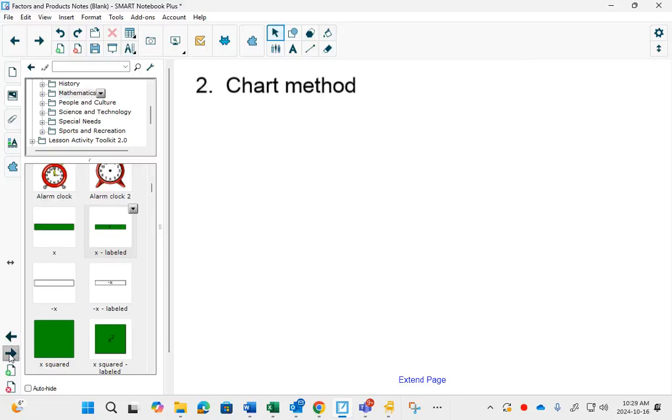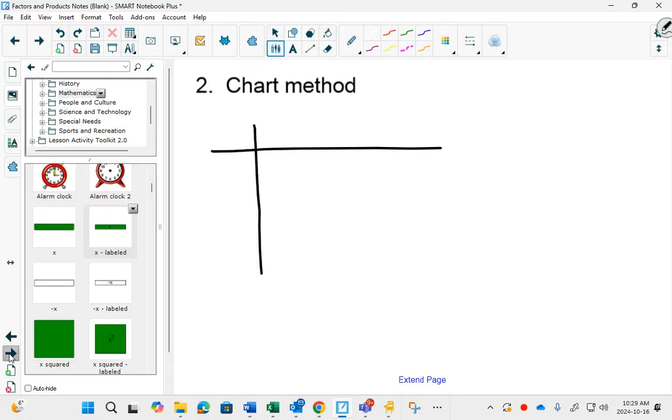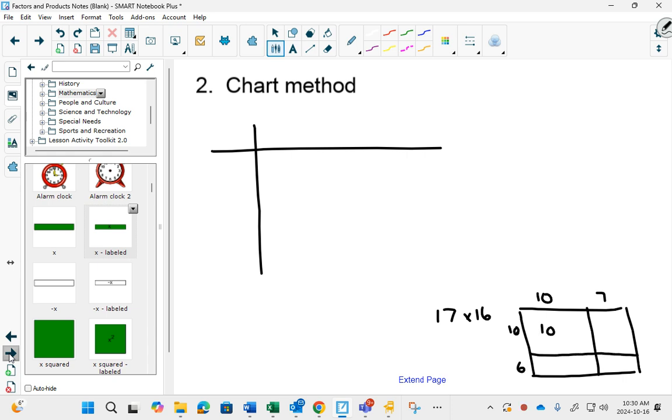You could do the chart method. I actually quite like the chart method as well. Chart method looks like this. The chart method idea is very similar to the area method for multiplication I showed you yesterday. Remember when I said, hey, let's multiply 17 times 16? Well, you don't know your 16 times table, so instead we went 10 plus 7 and 10 plus 6, and said this area is 100, this area is 70, this area is 60, this area is 42, and add them all up, and we get 272.